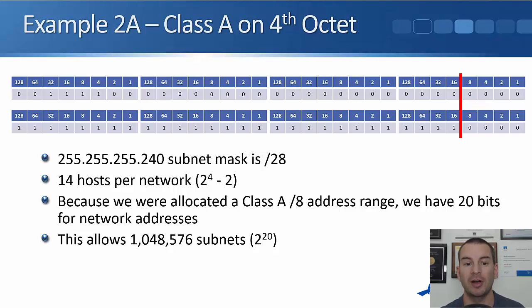So for our example, we had a /28, we put the line in, and we can see that we've got 4 bits for our host addressing. So that's 2, 4, 8, 16 minus 2 gives us 14 hosts per network. And now, because we were allocated a class A /8, we're going to have 20 bits for the network addresses, because the difference between the default /8 and the /28 that we're using is 20 bits. So 2 to the power of 20 works out at a little over 1 million subnets.